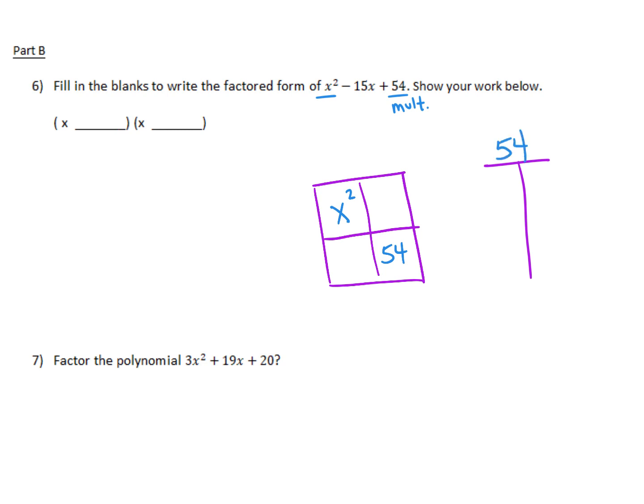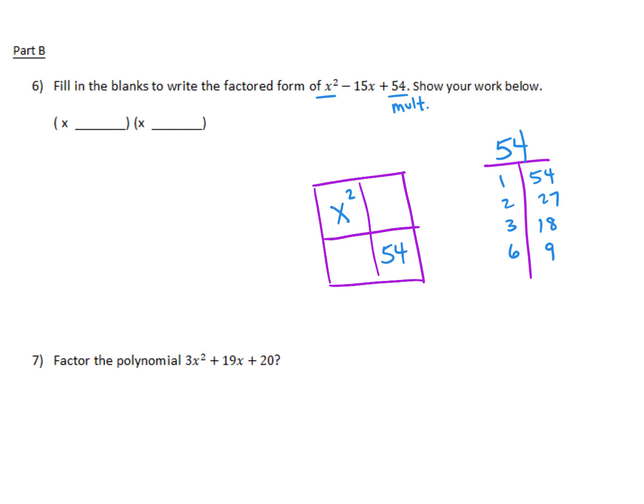So we're going to write down factors of 54. That includes 1 and 54. That includes 2 and 27. That includes 3 and 20. Nope, 3 and 18. Numbers are hard. 4, nope. 5, nope. 6 and 9.